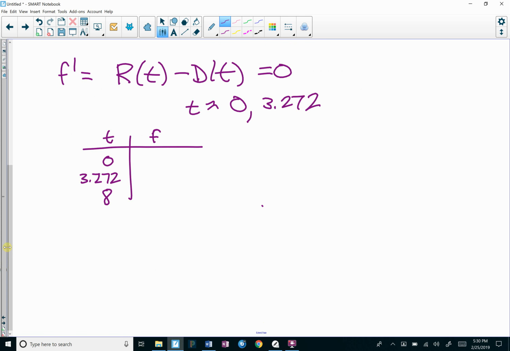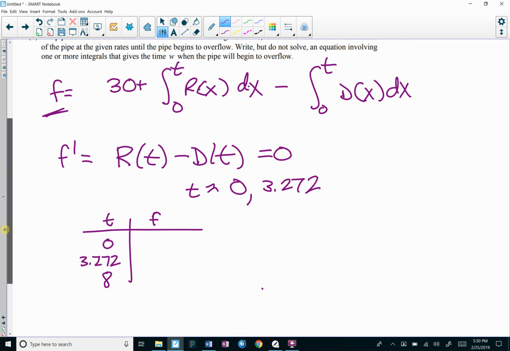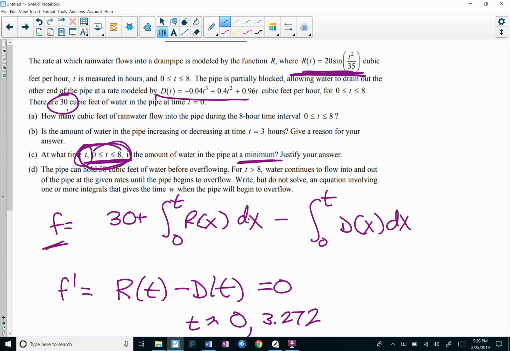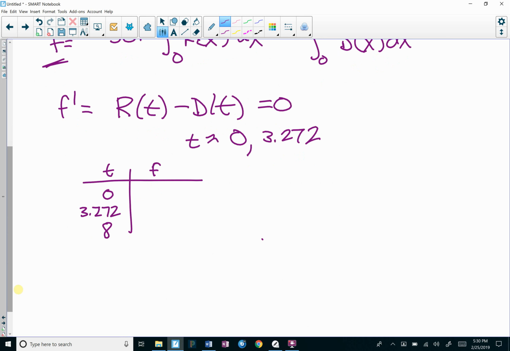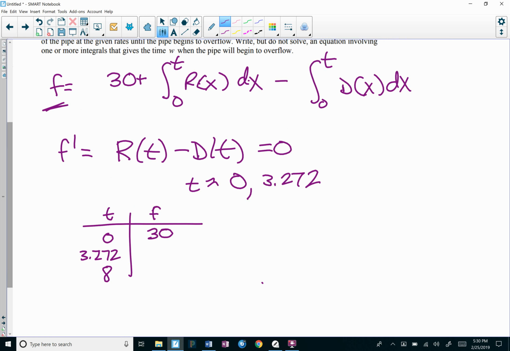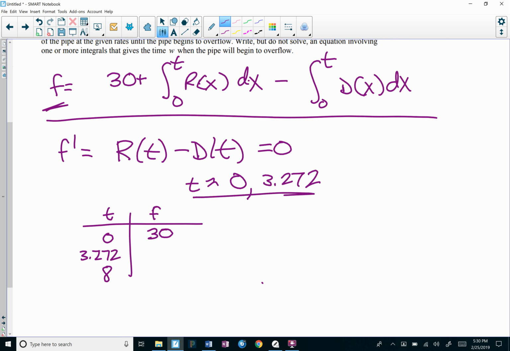So I go back up here, and I know at time 0, that's the initial time, there are 30 cubic feet. So I've got that. The other ones I need to use this. You might be asking, do I plug it in for X? Do I plug it in for T? Well, remember, these are T times. So when I plug it into my equation, I'm plugging it in for T.